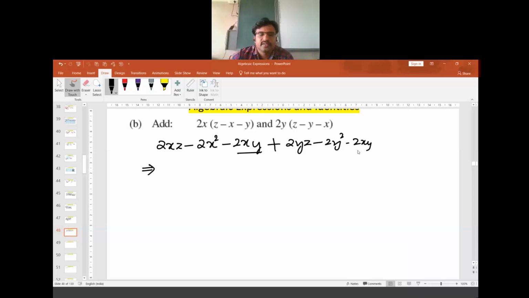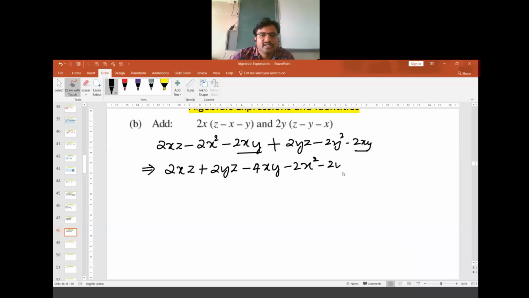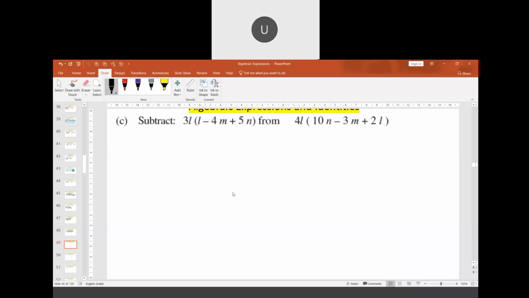Now these two are the like terms, and the rest of the things are not like terms, isn't it? So I will write 2xz first, followed by 2yz, followed by minus 4 times xy, minus 2x square, minus 2y square. All terms are there? Yes, sir. It's always better to check the answer again.